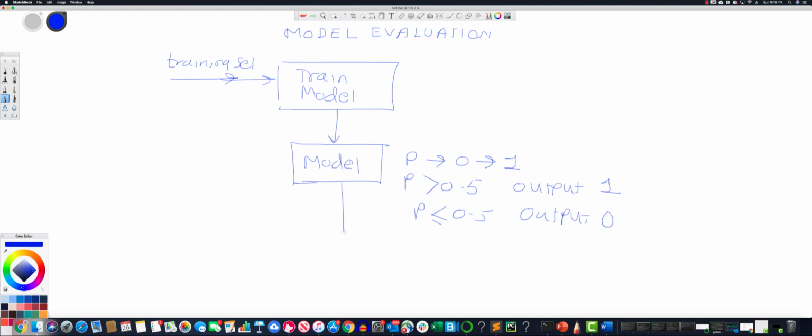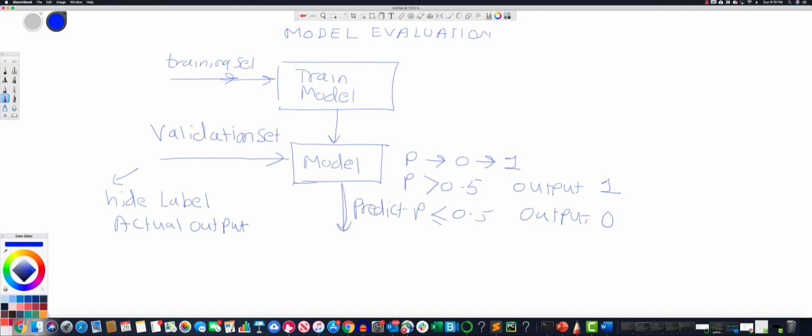To evaluate how good the model is, we feed it something called a validation set, which is not used in the training examples. It is an additional set where we hide the labels. This is called the actual output that we expect, and then the model predicts a certain output.